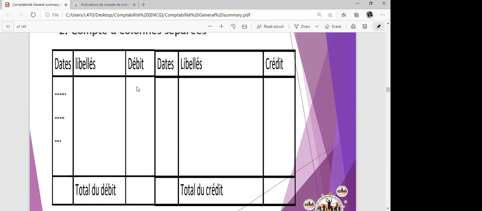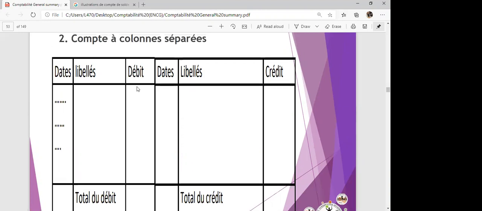Unlike ENCG students, you'd have to learn how to draw, master all the tables, and so forth. So this one, le compte séparé, the difference is that les dates, libellés et les débits are repeated. So the date, libellé, débit, it starts again: date, libellé, crédit. The whole point of repeating is just so that the debit and the credit columns are not placed right next to each other, like the previous one we just looked at. But it's still the same principle.